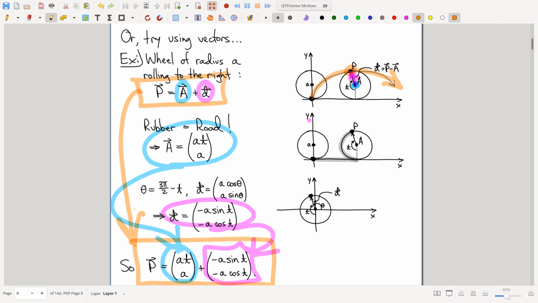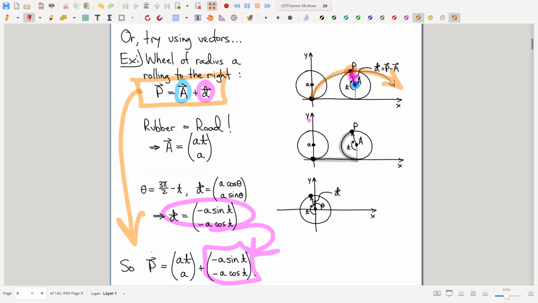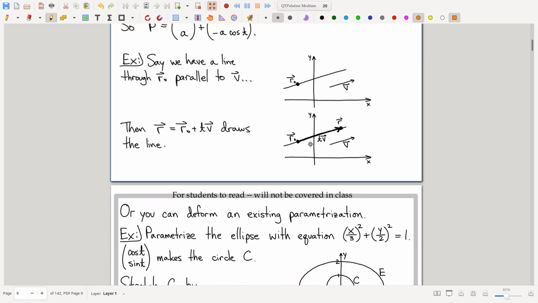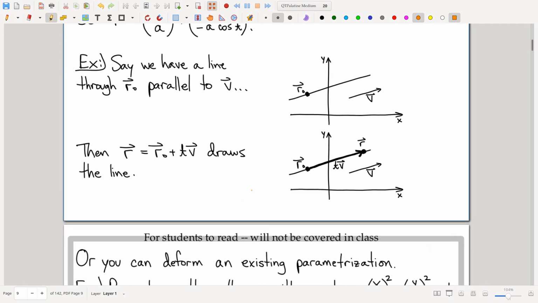Everybody see the big picture strategy here? Again, the foot in the door, the thing that made this possible is this first observation right here, that the thing I'm actually interested in is a sum of simpler things. Okay, so look out for opportunities where that might be useful. Let's see here. Here's another such opportunity.